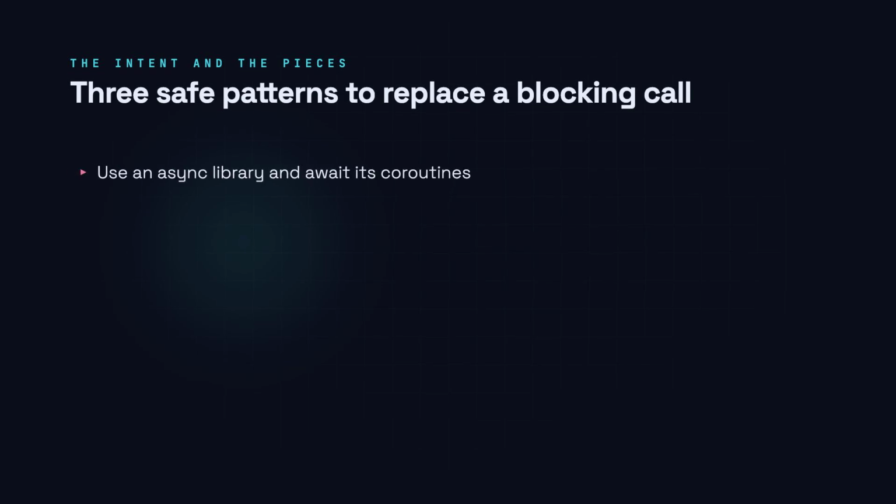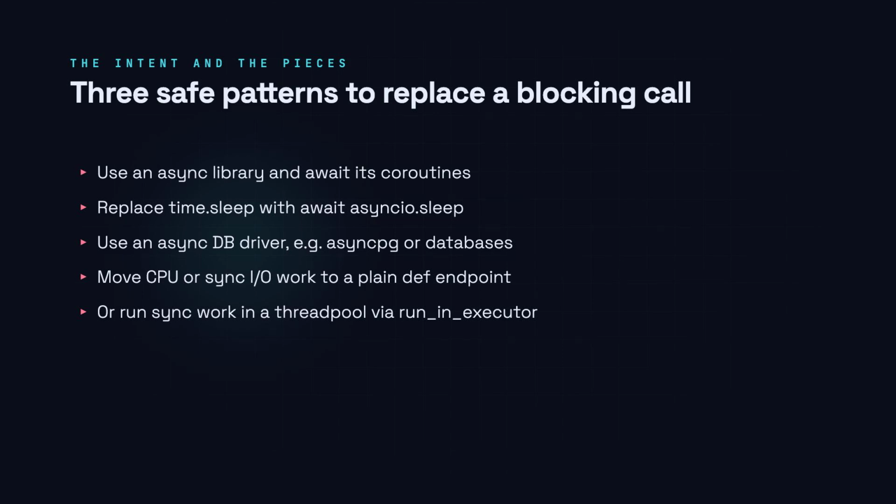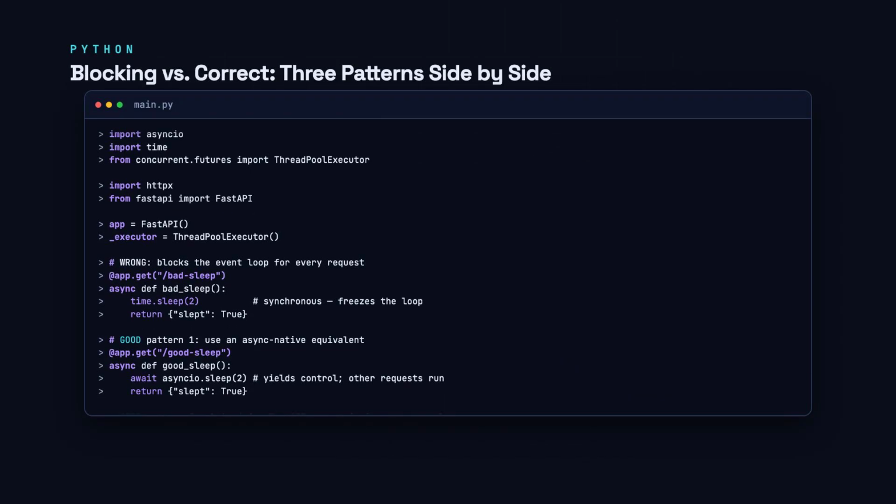There are 3 legitimate escape hatches. First, swap the blocking library for an async-native one and await its calls. That is the cleanest path. Second, if the work is synchronous and you cannot change the library, define a plain def route instead of async def. FastAPI automatically runs plain def routes in a thread pool, keeping the event loop free. Third, if you need async context but must call a sync function, use asyncio's run_in_executor to push it off the loop thread.